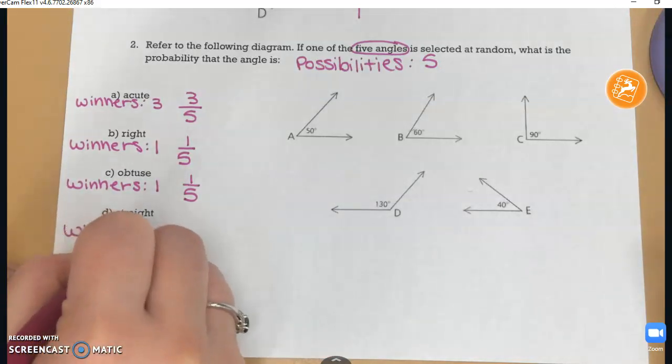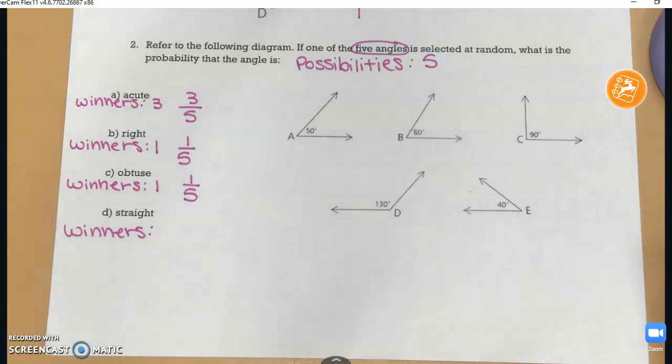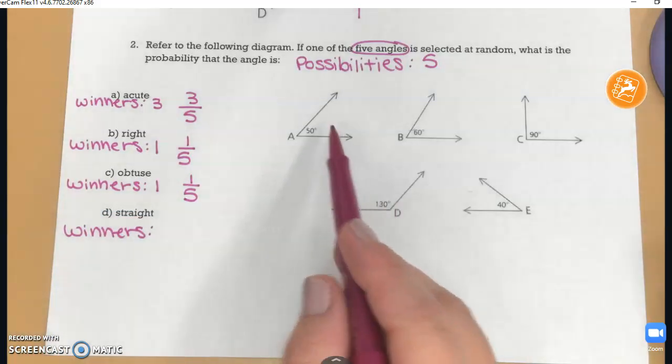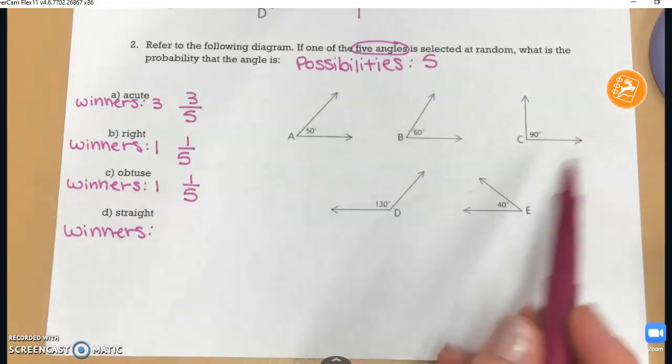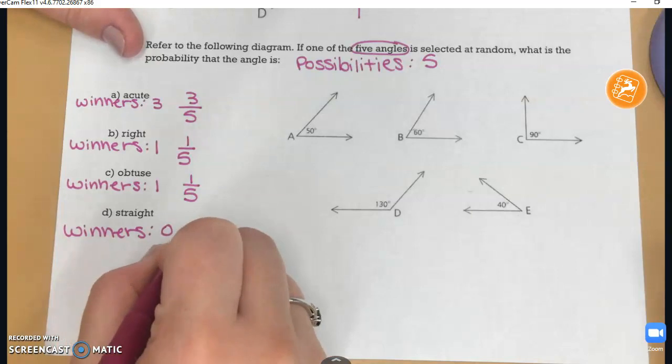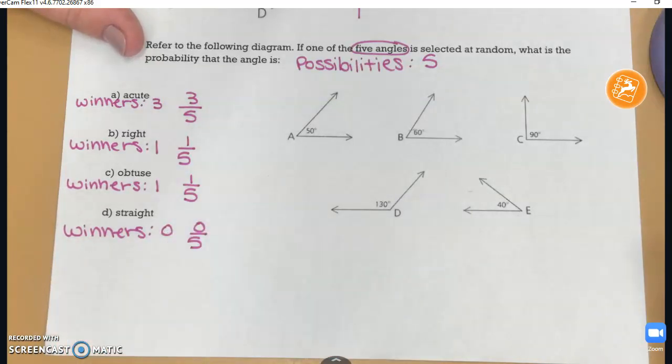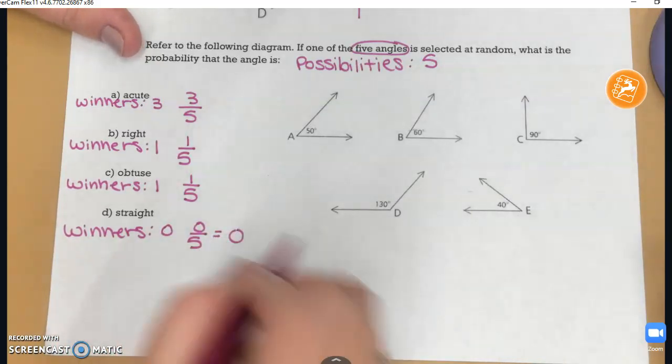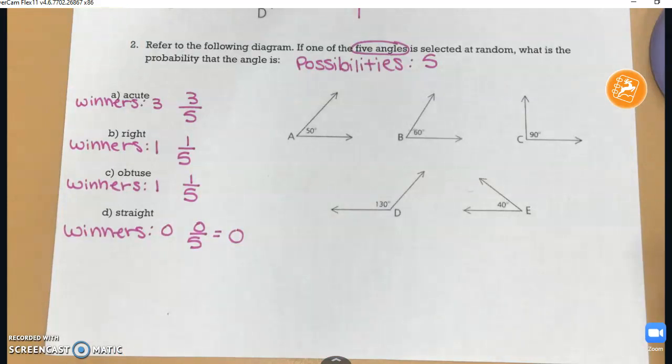Then lastly, straight angle. A straight angle is going to be equal to 180. None of these angles, A, B, C, D, or E, are 180, so that is 0 winners. So the probability for D is 0 out of 5, which is 0. And that is it. Probability is super easy peasy. You just need to count your total possibilities, determine your number of winners, and represent it as a simplified fraction.